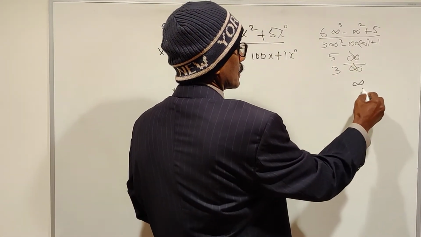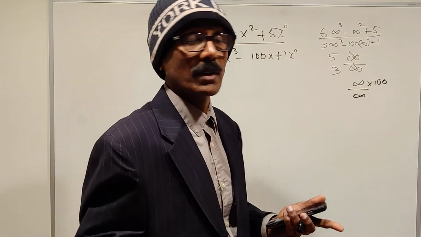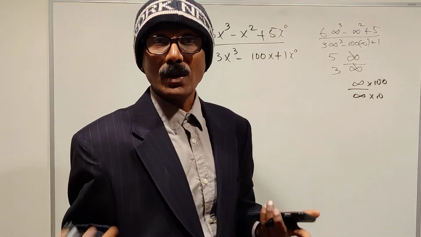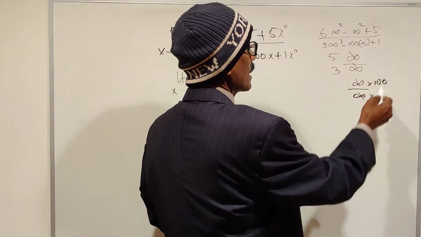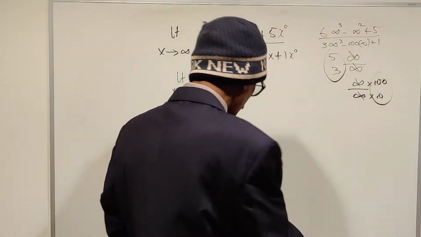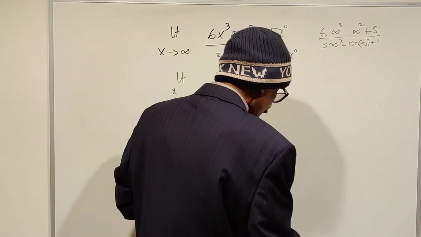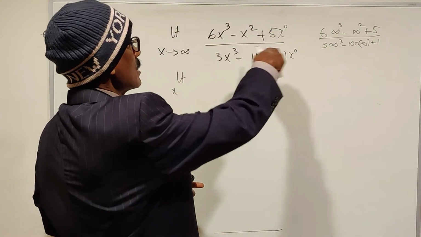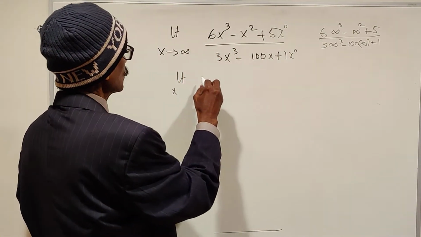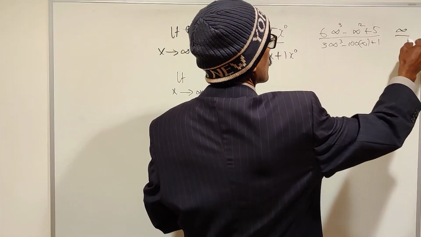See, 100 times infinity is also infinity, a big number. 10 times infinity is also a big number. So if we cancel here the answer is 10, here the answer is 5 by 3. So we cannot determine the exact value of infinity by infinity. So this is an indeterminate form. So we need to find out the limit, and I am going to take out x cube.